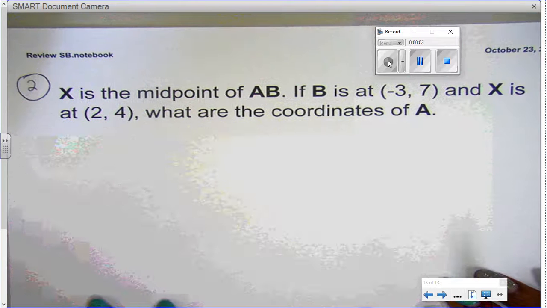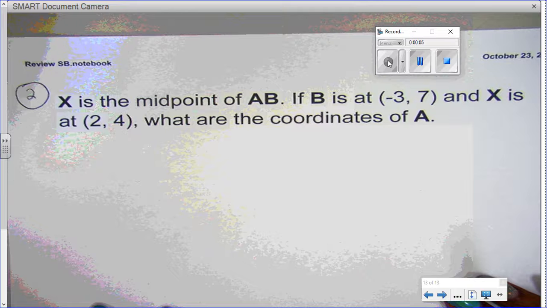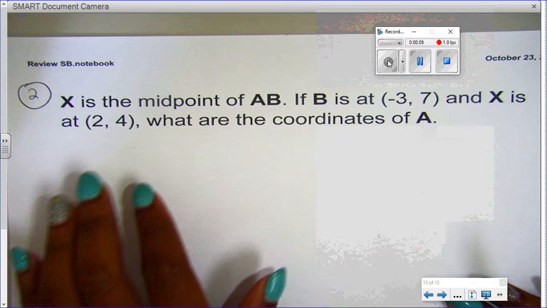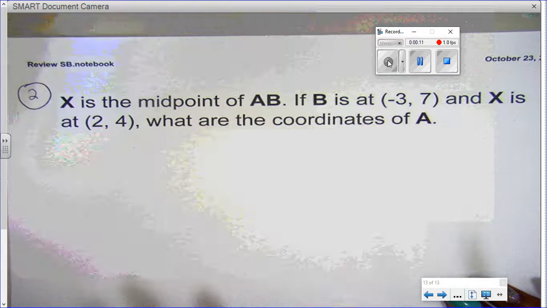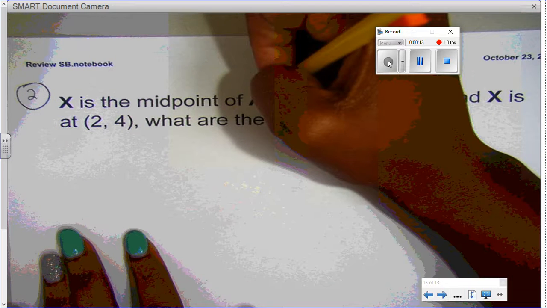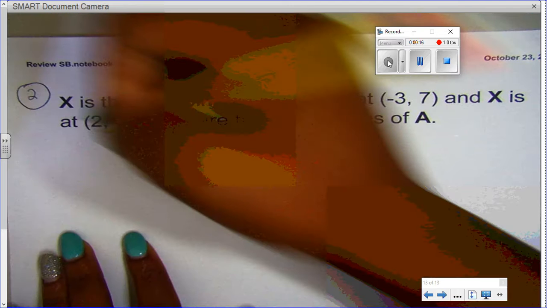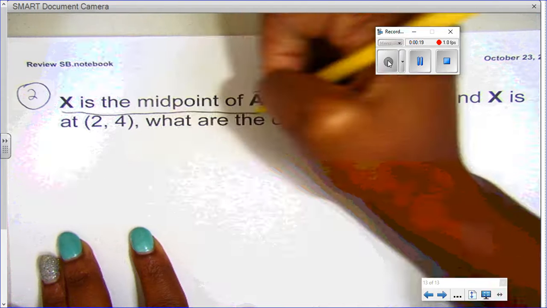All right, so question 2 says X is the midpoint of AB. So before I even read any more of that, they told me something about a midpoint of AB, which is a segment, and I don't have a picture. So I'm going to go ahead and draw the picture just based off of this information alone.